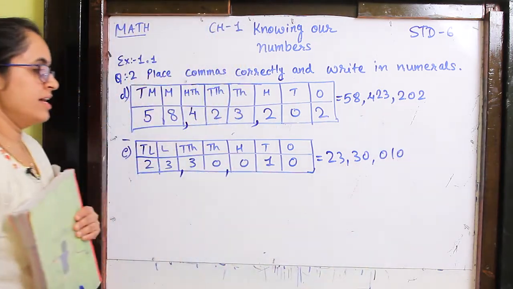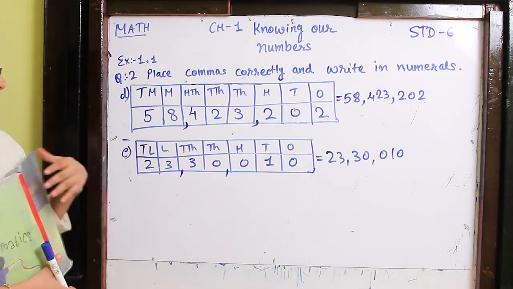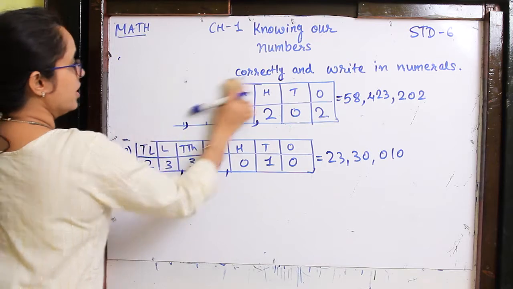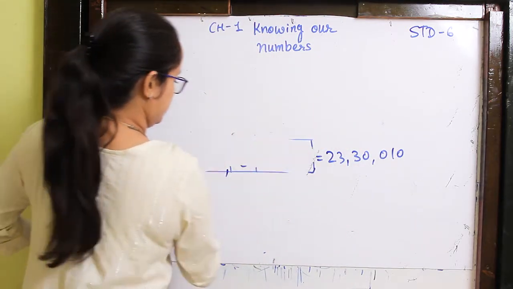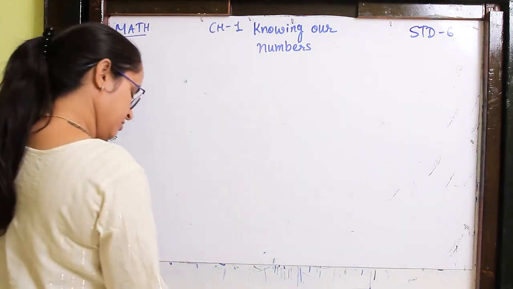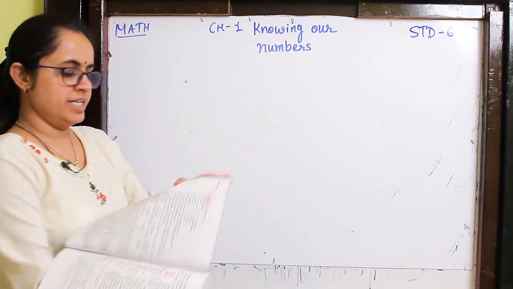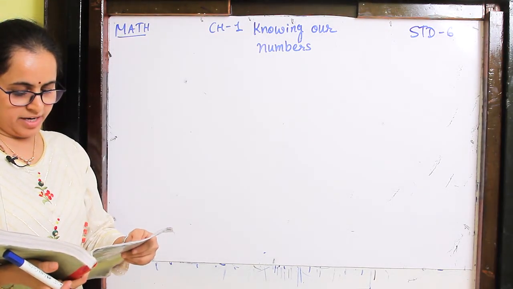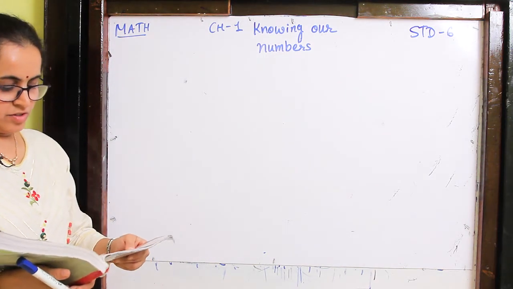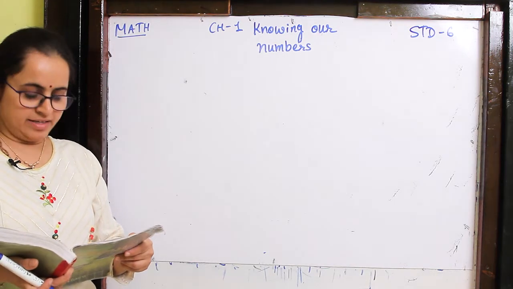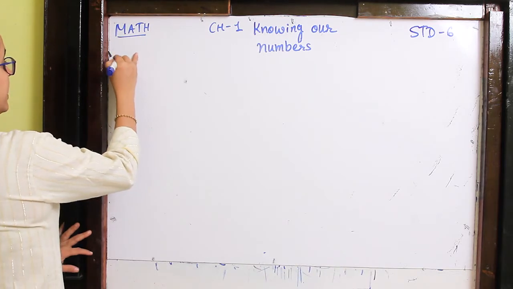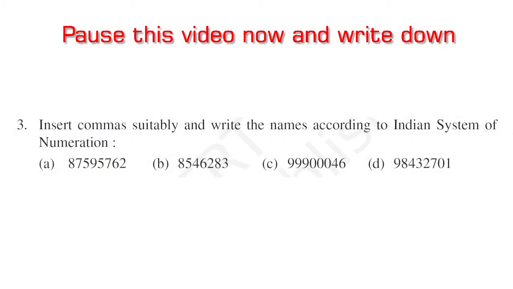Now E. E is 23,30,010. Okay, 23 lakh, again in the Indian number system, and it starts with 10 lakh. Lakh, 10,000, 1,000, 100, tens, ones. Now if you can do it by yourself, please do it and give me your answer. This is your answer, 23,30,010. Please verify that your answer is correct or not. Okay, so this is all about question number 2.